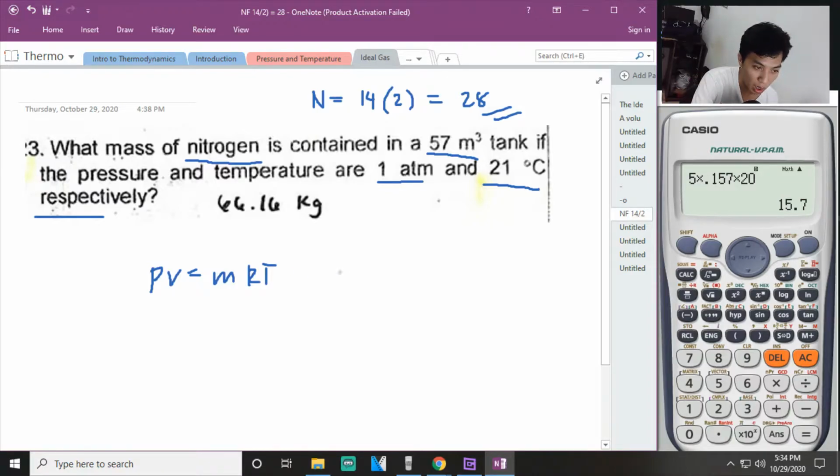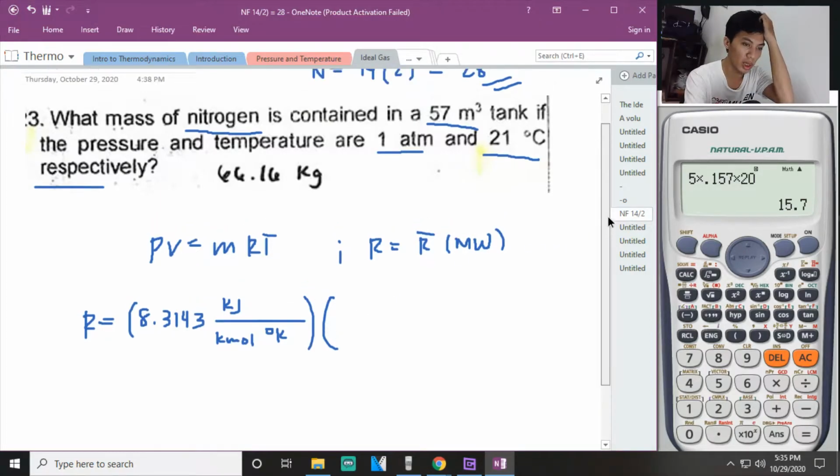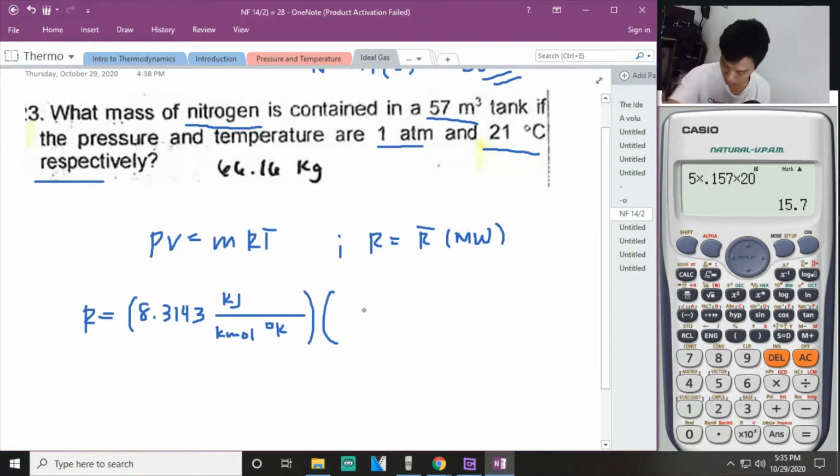Marirecall ba natin that R is equal to R bar times molecular weight? Yung Eminem, yan yun eh, Eminem. R is equal to R bar times molecular weight. So, solve muna natin, okay? R bar. Yung R niya. Ang R bar kasi is 8.3143 kilojoule per kilomole degree Kelvin. Multiply mo, ilang moles ang meron ka dyan sa molecular weight mo? That is 28.